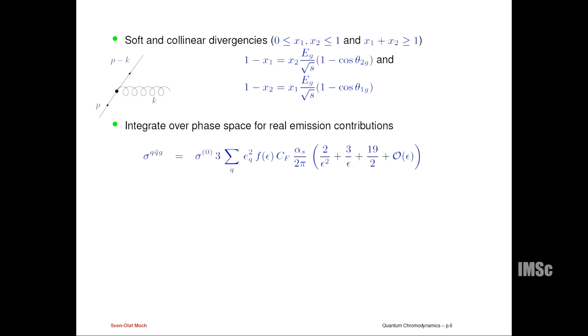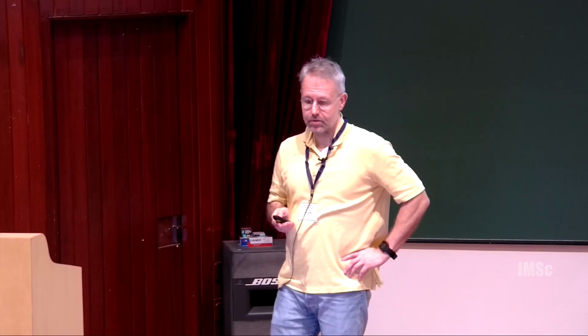Excuse me. In this parameterization, how do I know that the gluon is soft? The x1 and x2 can be soft depending upon the quark and antiquark energy. But how do I know that the gluon becomes soft? When the gluon is soft, when the gluon energy is vanishing. Yes, but in this parameterization, how do I recognize that?